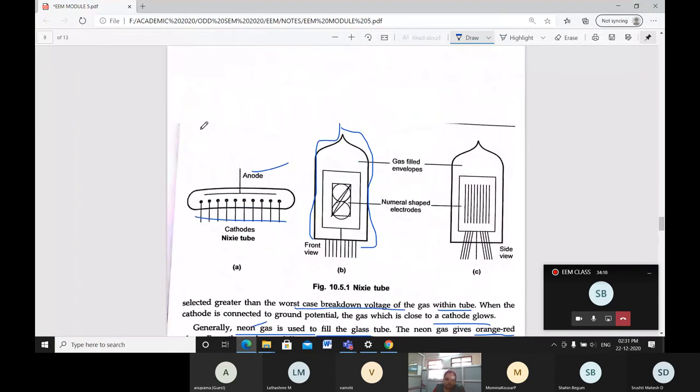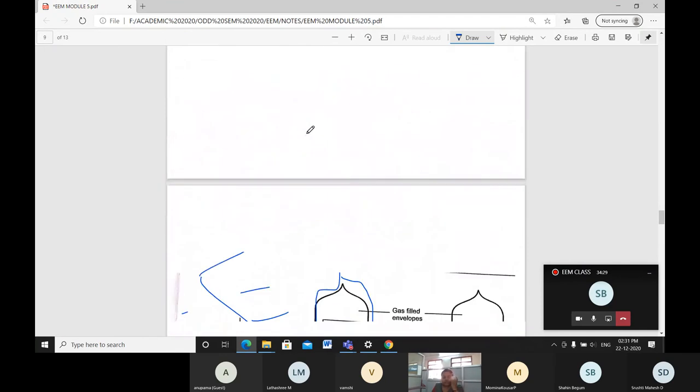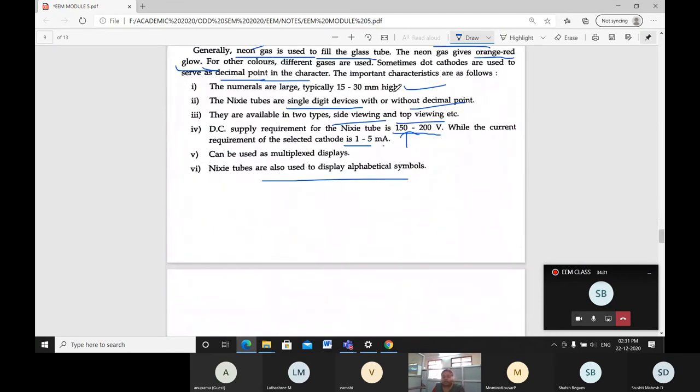One more thing, this is very important. This will be asked in the exam for 5 marks, or else 4 marks, sometimes asked for 6 marks. Draw the diagram, tell about the NXA tube, then about what are all the important characteristics of the NXA tubes.